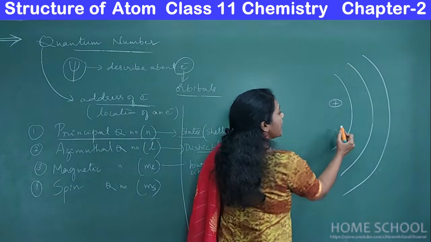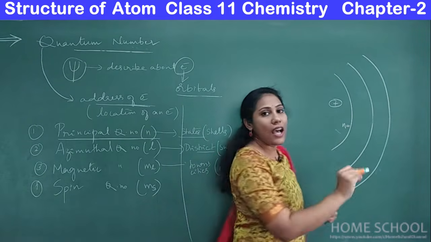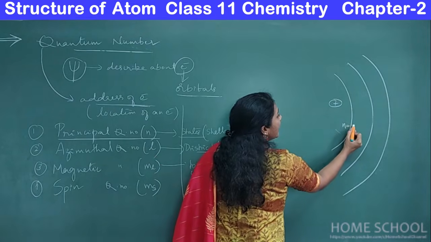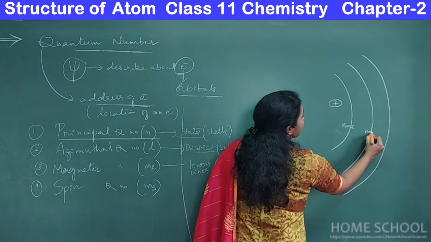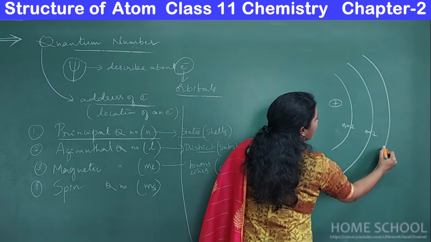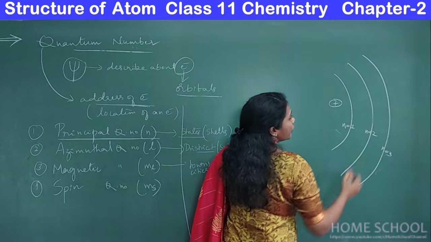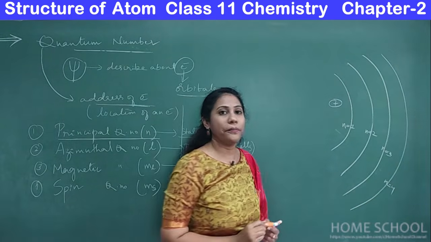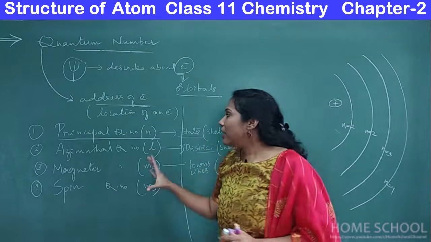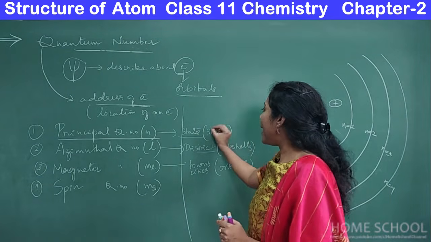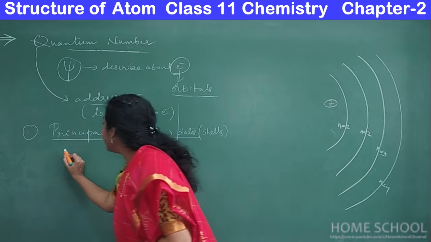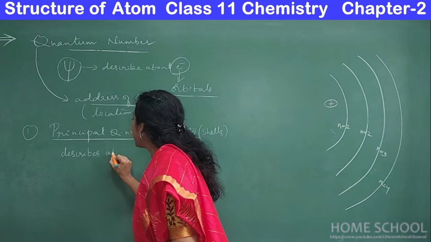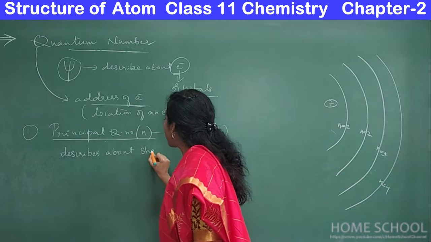So we have many shells, and these shells are nothing but principal quantum numbers. This is our first shell, n equal to 1, this is our second shell, n equal to 2, and this is our third shell, n equal to 3. Like that we can have the fourth shell, n equal to 4. So the principal quantum number is talking about the shells. So what will I write here? This principal quantum number describes the shells.